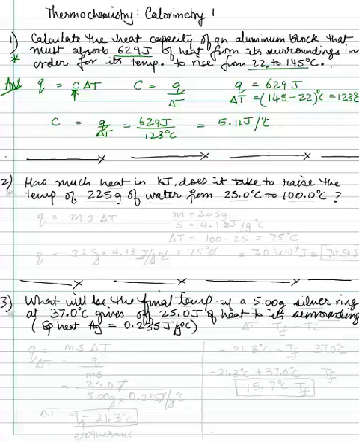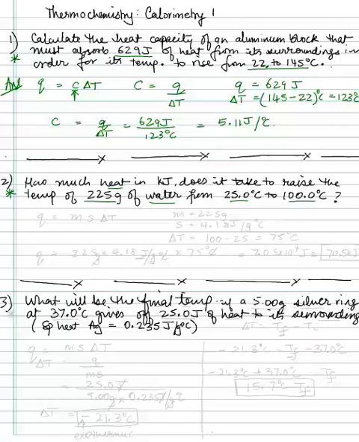Let's look at another problem now. In this one we will talk about how much heat, in kilojoules, it takes to raise the temperature of 225 grams of water from 25 degrees Celsius to 100 degrees Celsius. So now we have to calculate for heat, and in this case we're going to use the specific heat also, for water.